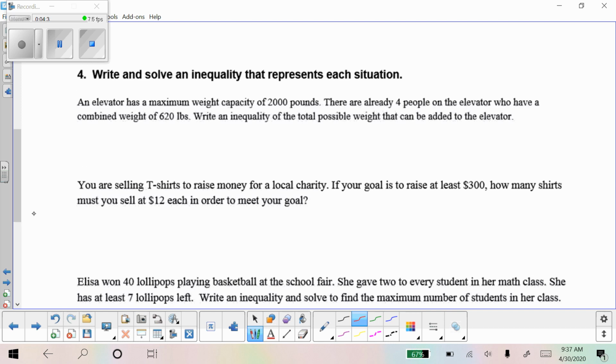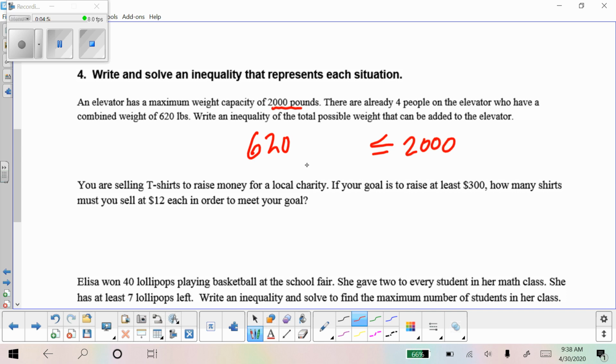Okay, number 4, write and solve an inequality here. So an elevator has a maximum weight capacity of 2,000 pounds. That means that when you load the elevator, it has to be less than or equal to 2,000. So right away, there's your inequality. There are already 4 people on the elevator who have a combined weight of 620 pounds. So we're going to put 620 over here.